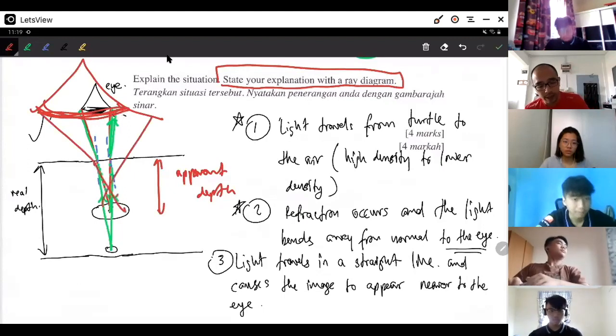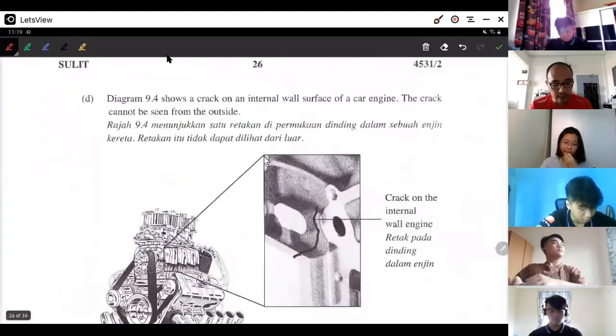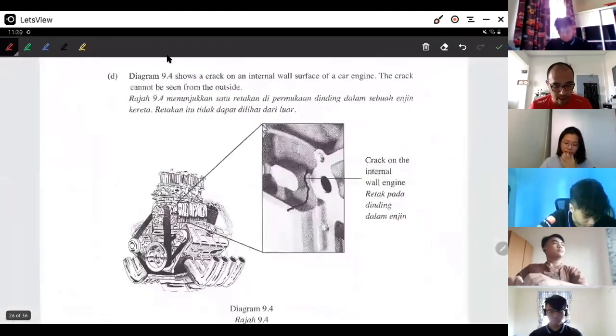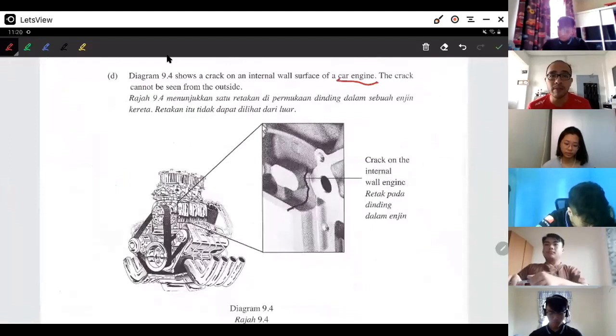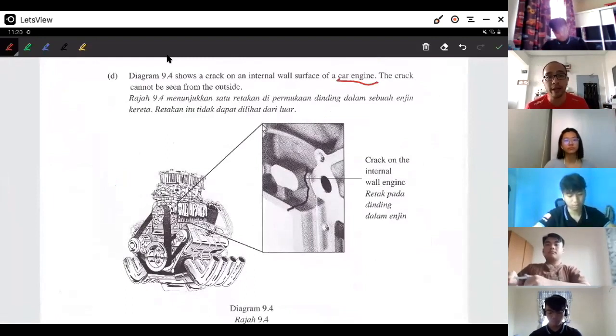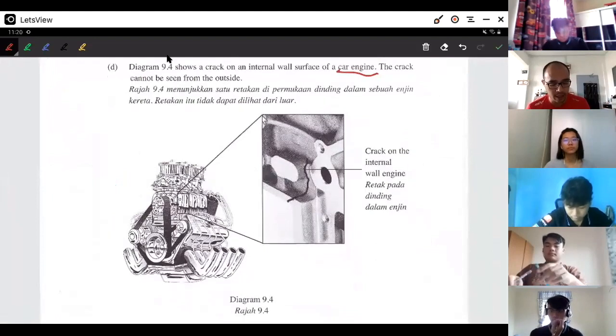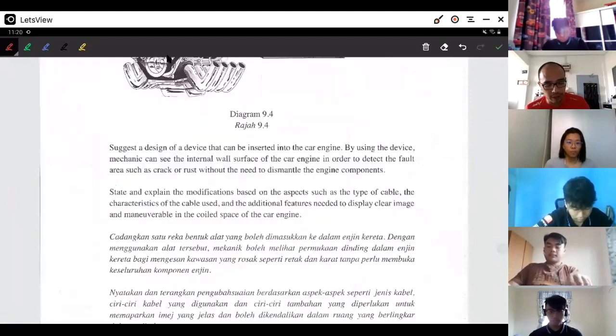Oh well, anyway. Diagram 9.4 shows a crack on an internal wall on the surface of a car engine. So when I first saw this question, I thought, very strange, how come light question, then suddenly talk about car engine? Because car engine we always see in chapter 2, forces and motion, kan? Tapi tiba-tiba they talk about light. But anyway, the crack cannot be seen from the outside, so suggest a design of a device that can be inserted into the car engine.